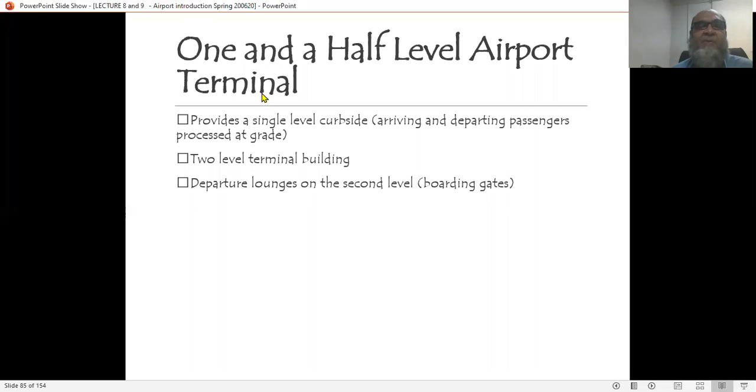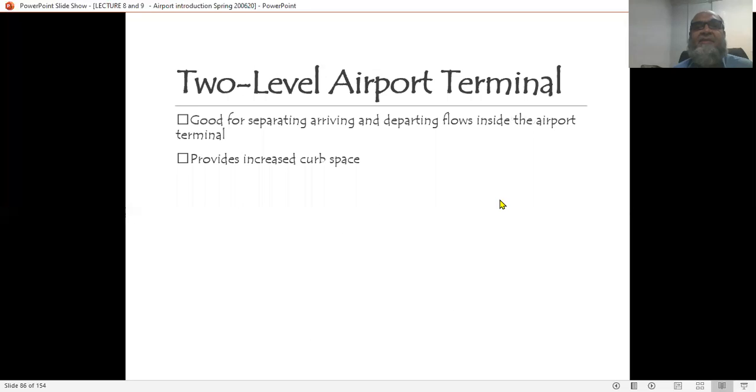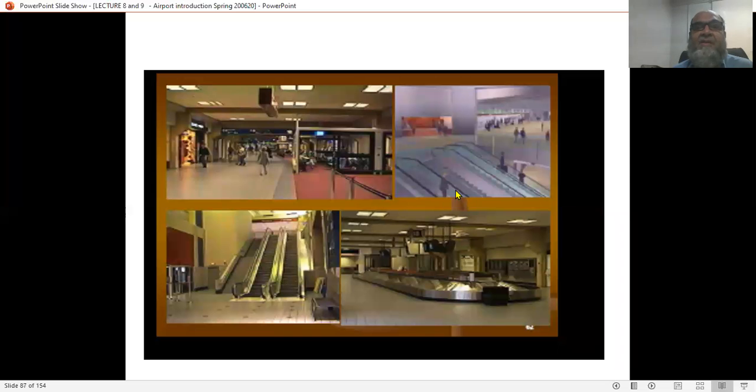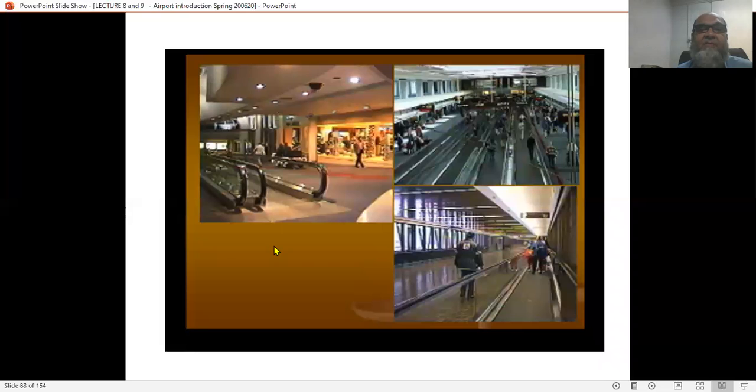Now 1.5 level provides a single level curbside process at grade. Then there is a 2-level building, with departure lounges on the second level, the boarding gate. This is good for passenger arriving and departing flows inside the airport, and provides increased curb space. This is how this system works: 1-level system, 1.5 level system, 2-level system. Another view of terminal buildings.